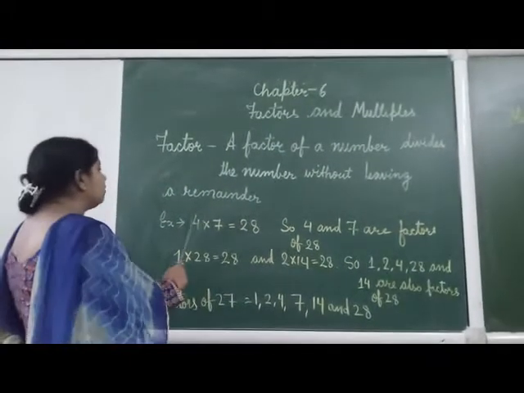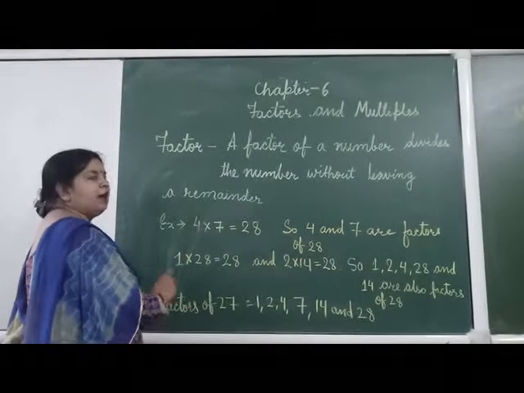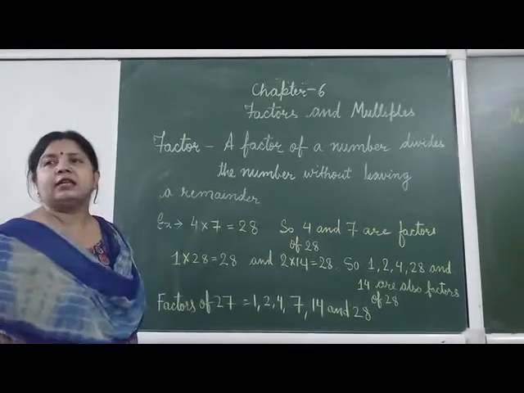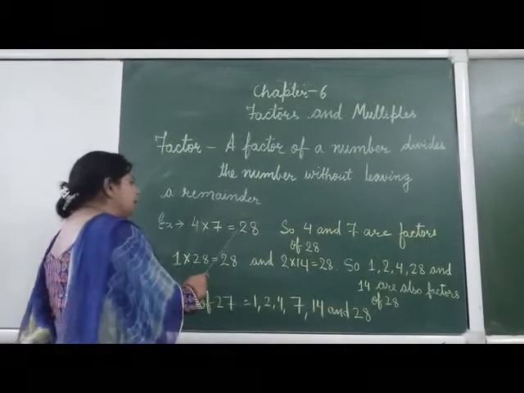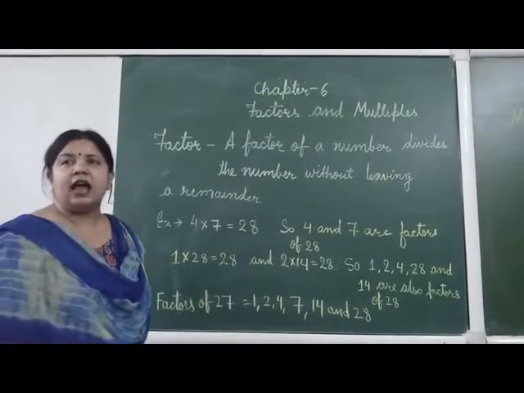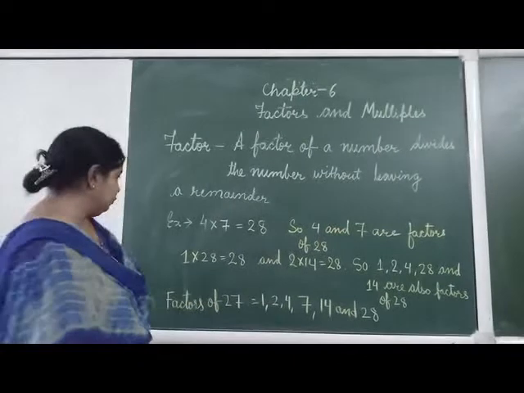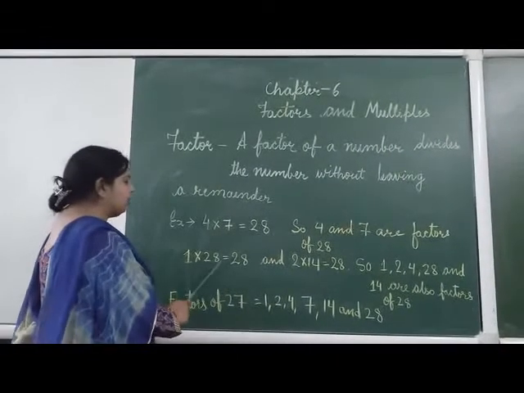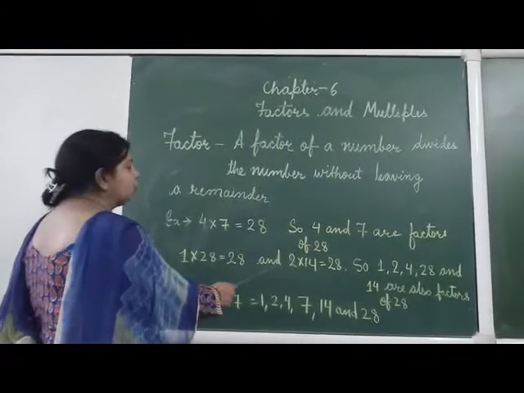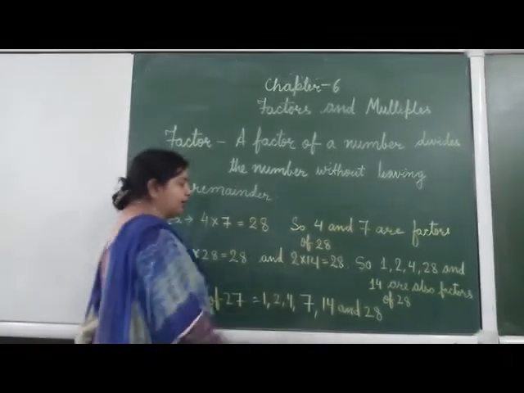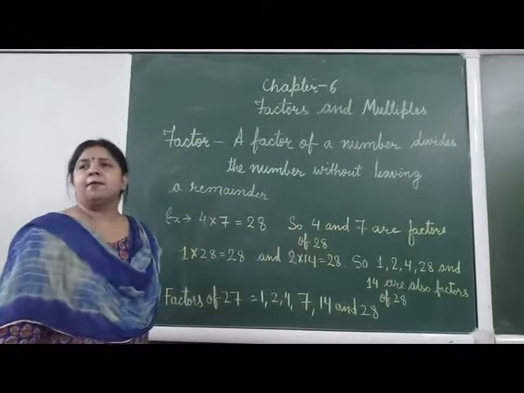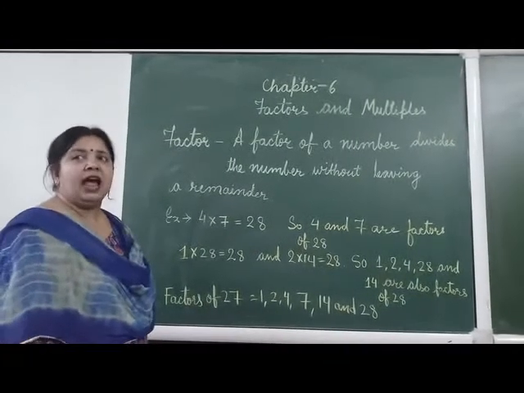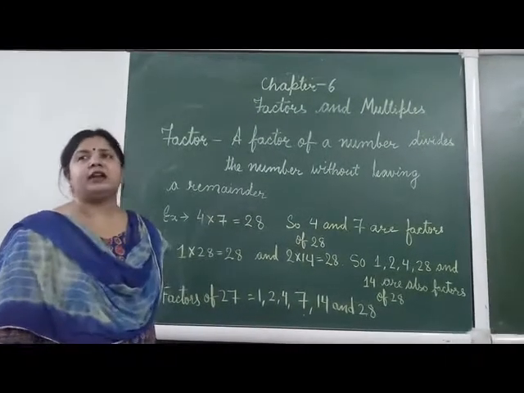How? 28 is divisible by 4 and no remainder is left. Like this, 7 also divides 28 and no remainder is left. Here 1 multiplied by 28 equals 28 and 2 multiplied by 14 equals 28. 1 and 2 also divide the 28 and here also no remainder is left.